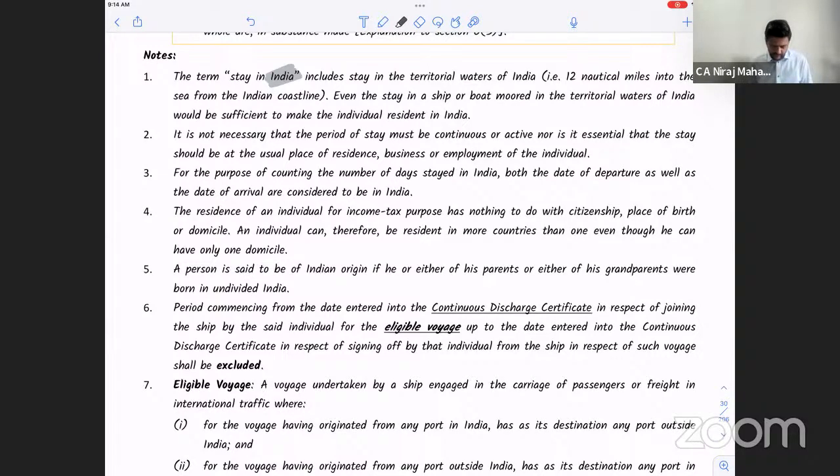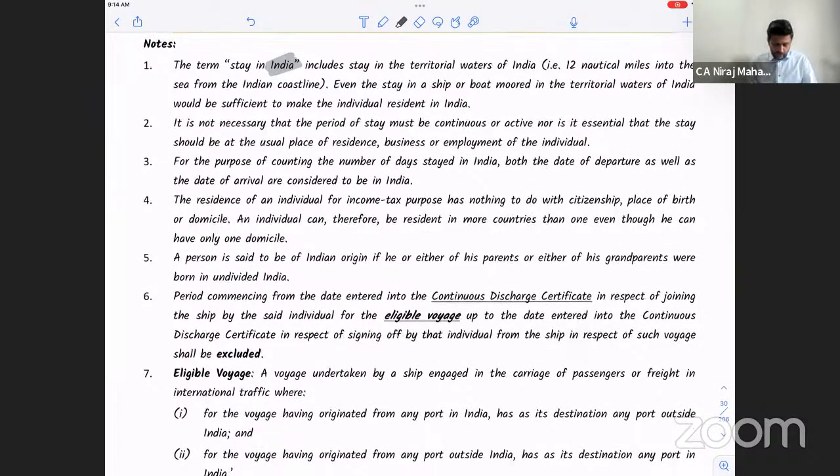Now please pay attention. It includes stay in territorial waters also. Even the stay in a ship or a boat moored. Moored means you put an anchor, so it is like a station, kept over there, in the territorial waters of India. That would be sufficient to make the individual resident in India. So as long as he's on a ship, but the ship is in territorial waters, we will say he is in India.